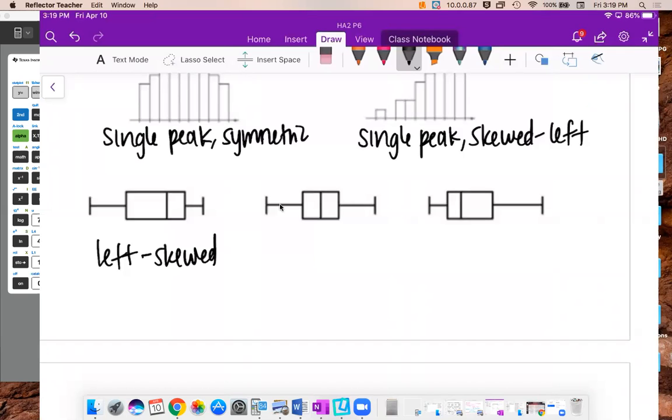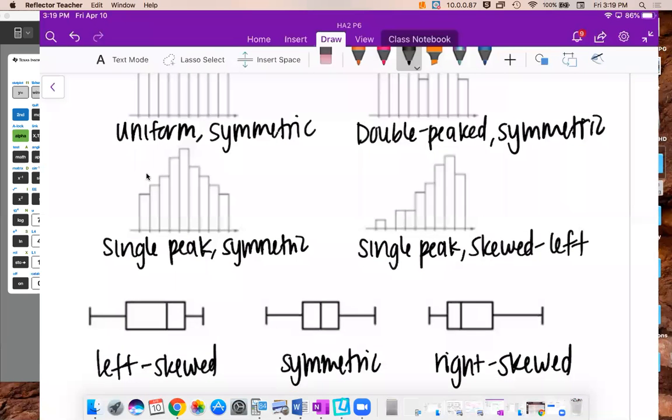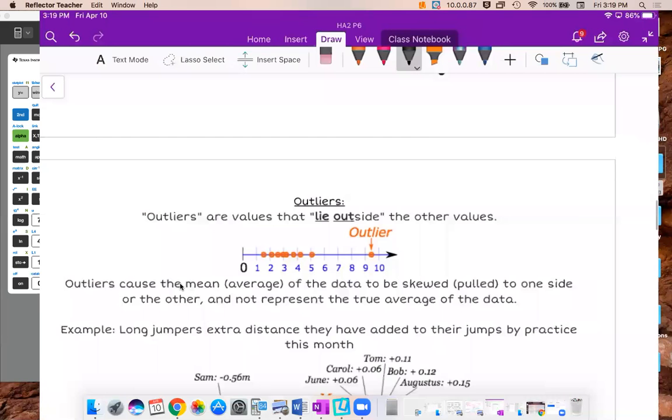And then this one, your whiskers are matching. So this is symmetric. And then on this one, your whisker is more on the right side. Most of your data is on the left side. So this is a right skewed shape. So that's how we talk about shape, and that's what you guys are going to use. In histograms, you need to make sure you use two things. And in the box plots, you only need to say one.